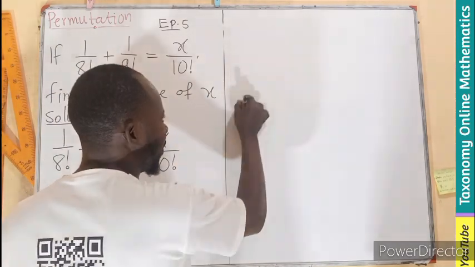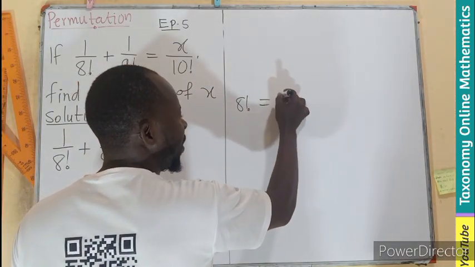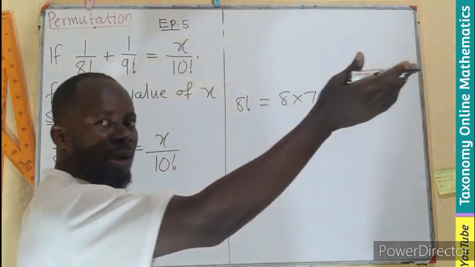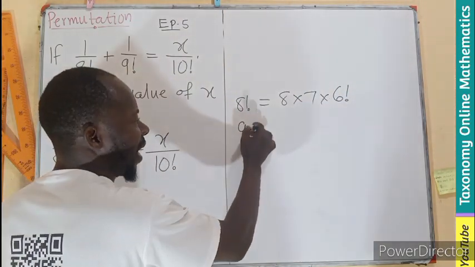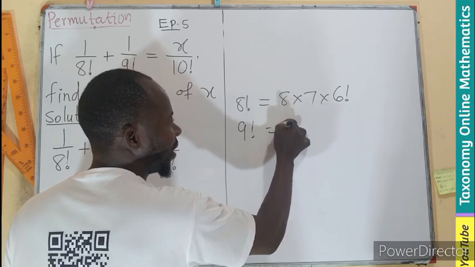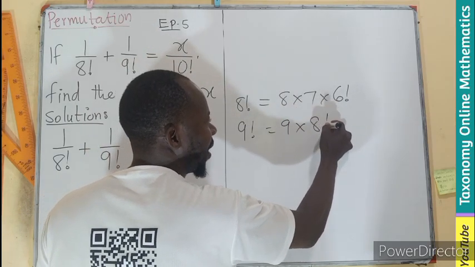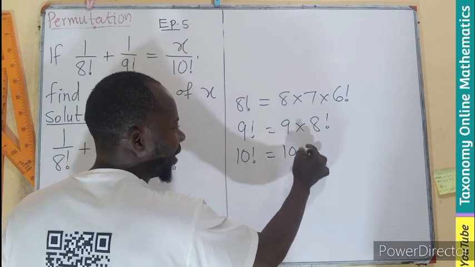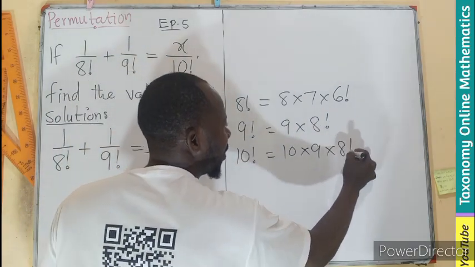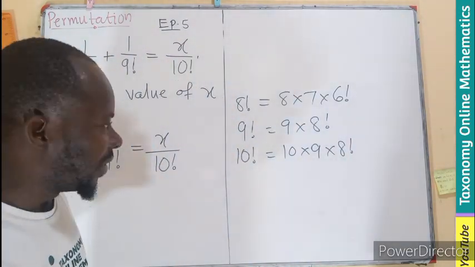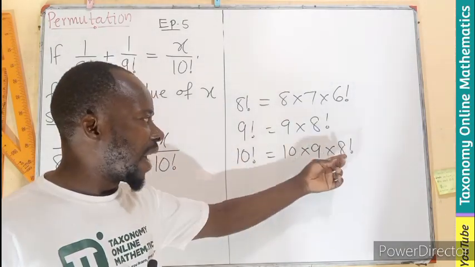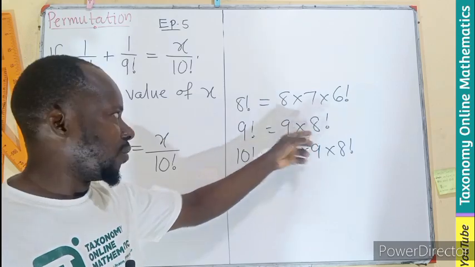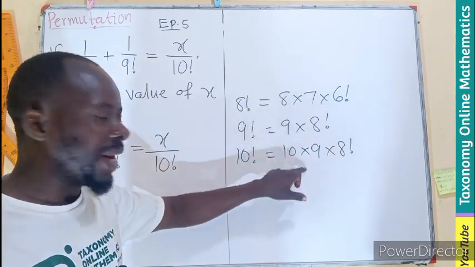Remember that if I have 8 factorial, it will be 8 times 7 times 6 factorial as it continues. If I have 9 factorial, that will be 9 times 8 factorial. 10 factorial will be 10 times 9 times 8 factorial. So you can see that within the 10 factorial, we have 8 factorial. Within the 9 factorial, we have 8 factorial. So it means the 8 factorial is embedded in all of them.